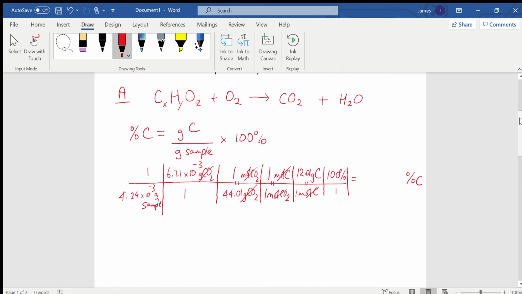Okay, so the only units that survive are my gram of sample as a denominator, my gram of carbon as a numerator, and a percentage. All of the units cancel. I am good to 3 sig figs. So although I don't want to round my value yet, I want to keep track of the sig figs.